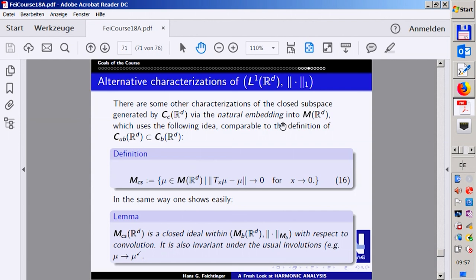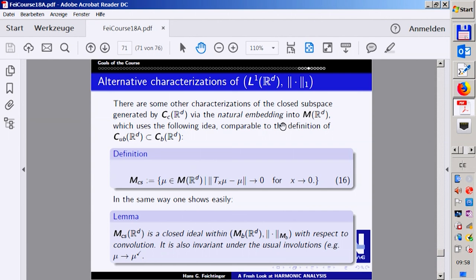But a priori, we have now 3 layers. We have the set of embedded functions, which are not yet complete. But if we take the closure, we can call it L1. We will see it's justified. A priori, it's then the closure of the set of measures with continuous shift, and then we have all of the measures.